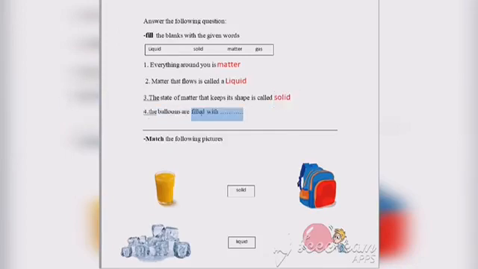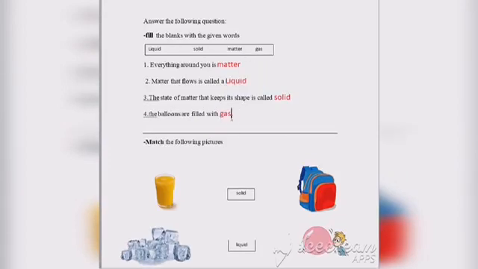Let's go to the fourth question, the final question. The balloons are filled with what? They are filled with gas. Very easy. As you can see, the balloons are filled with gas.